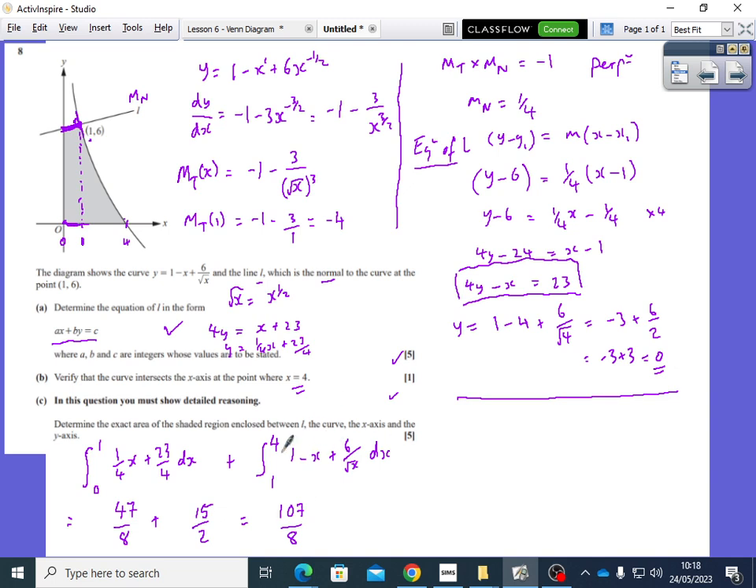So once you've got those intersections, you've got that for your integral. Once you rearrange that, you've got the equation of this line.